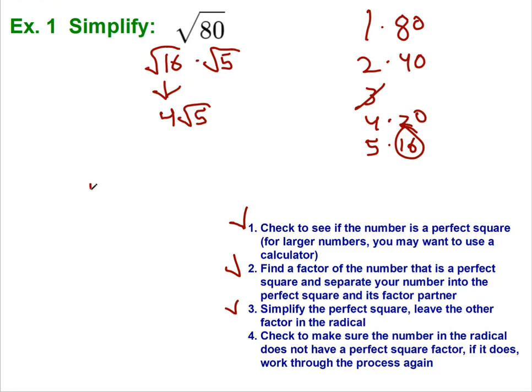So the factors of 5 are 1 and 5, and that's it. There are no other factors of 5. 1 is a perfect square, but we don't really use it for this process because square root of 1 is just 1. 5 is not a perfect square. 5 doesn't have any perfect square factors, so 4 root 5 is my answer.